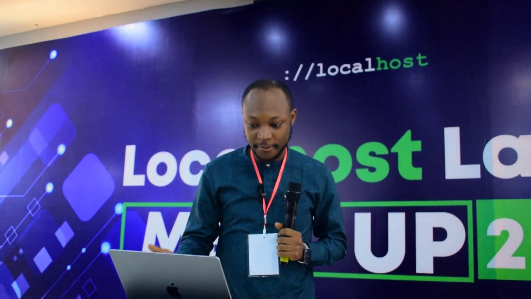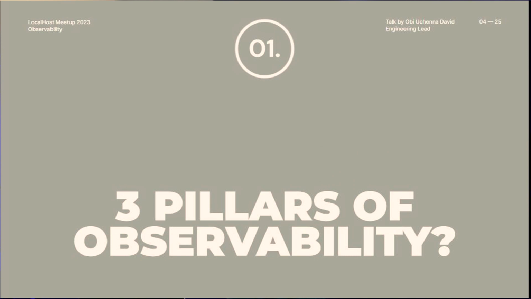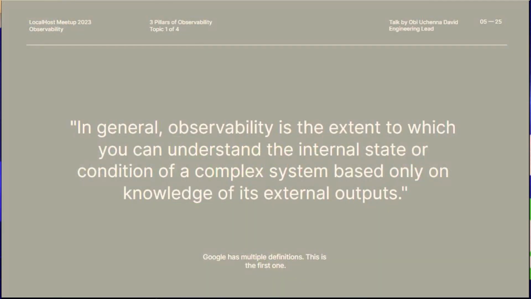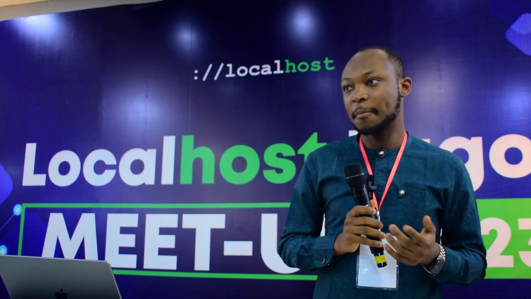So the first part is the three pillars of observability. This is basically the first answer on Google, right? Observability is how you can understand the condition of a system based on just its outputs. And these outputs related to observability are logs, metrics, and traces. So it relies on these three to give a complete picture of what's going on in the system, right?